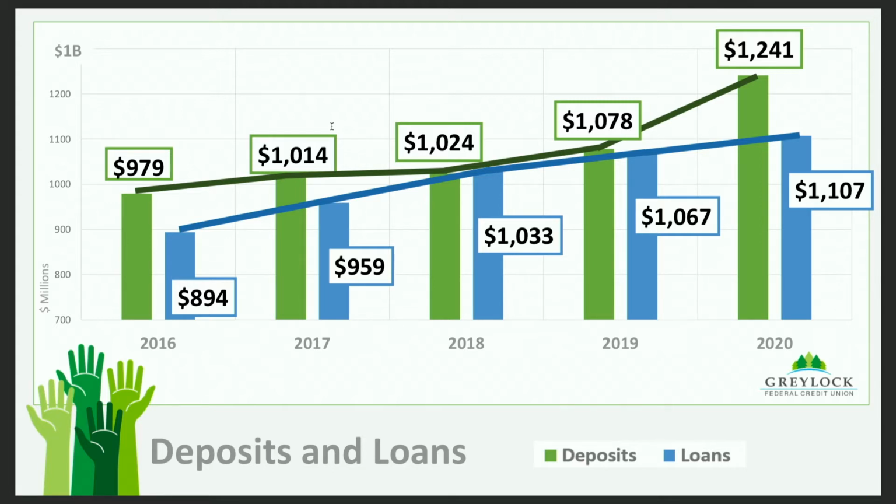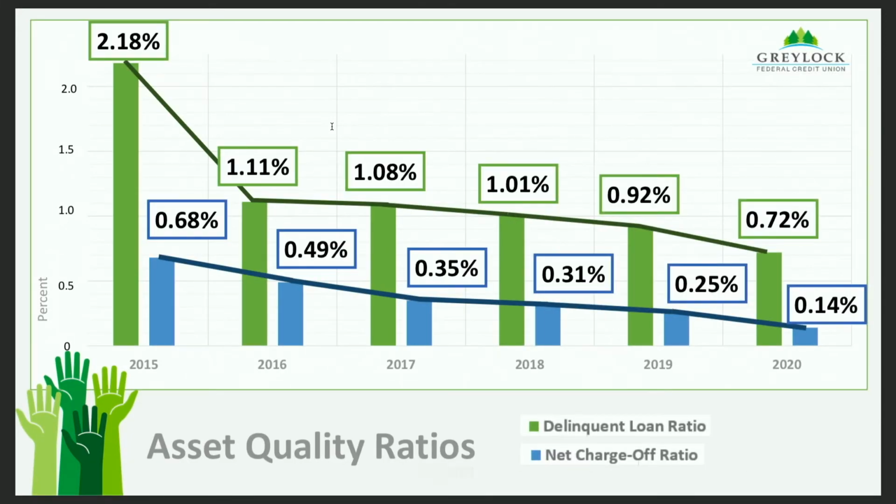Since so many of our assets are invested in member loans, we pay very close attention to the health of our loan portfolio. This slide shows that the condition of our loan portfolio is very solid and getting even stronger. Delinquent loans as a percentage of total loans continue to move lower during 2020, from 0.92% to 0.72%, the lowest we have seen since 1995.